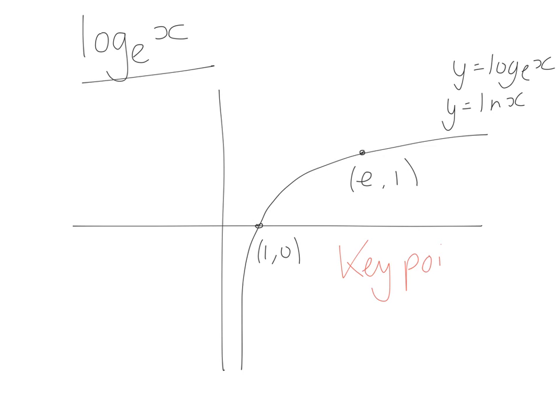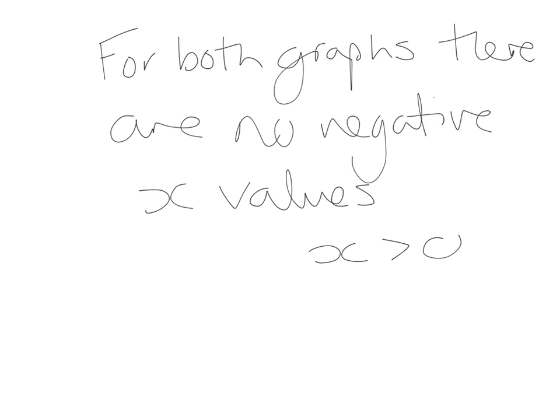So I'll just add in the key points on this one. So our key points, we have our 1, 0, and we have our e, 1. And for both graphs, I'll write this on the next slide, for both graphs, there are no negative x values. So x is always greater than 0.